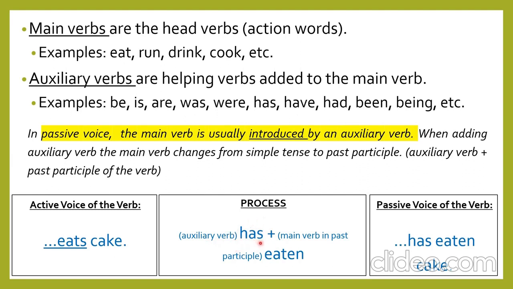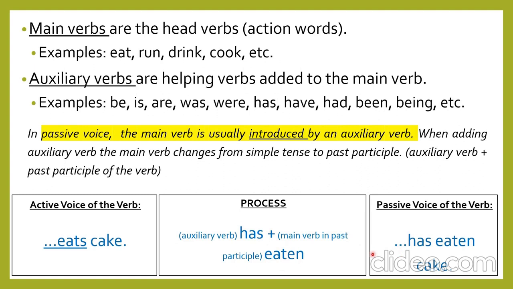Now, why did we use has? We use has because the verb eats is in singular form. It's only one. Has means singular. Okay? Has plus the main verb in past participle, which is eaten. Take note of the change from eats to eaten. The past participle of eat is eaten. So has plus eaten is seen in the passive voice of the verb: has eaten.